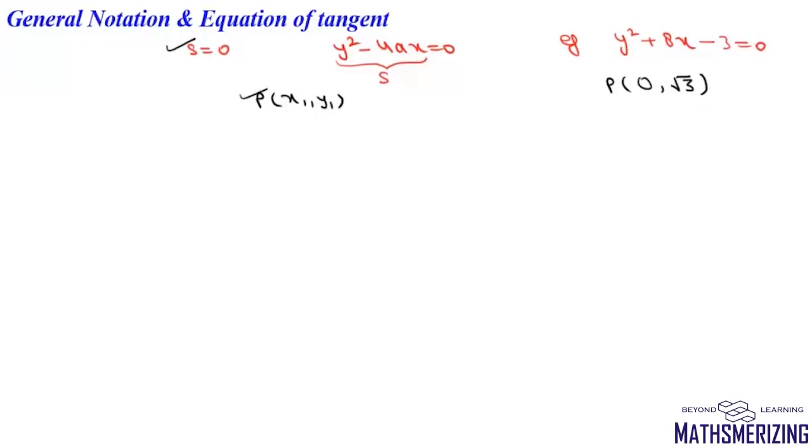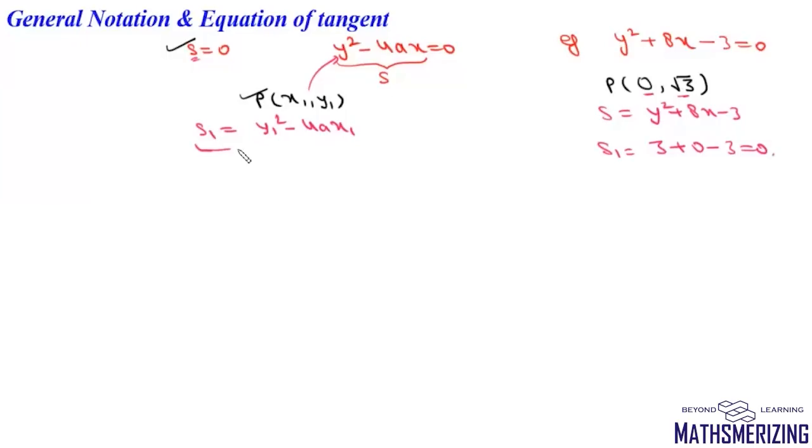So first notation that we'll learn here is something called as S1. Now S1 is nothing but the value of S if I put this point in the equation. So in this case, S1 simply will be y1 square minus 4a x1. So if for this curve, suppose this is S, which is y square plus 8x minus 3, then if I put the value of x as 0 and y as root 3, then I'll get 3 plus 0 minus 3. So this is 0.